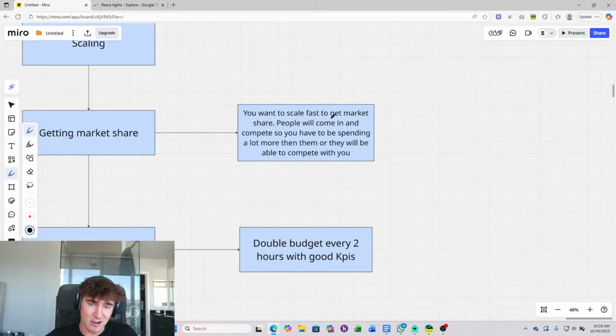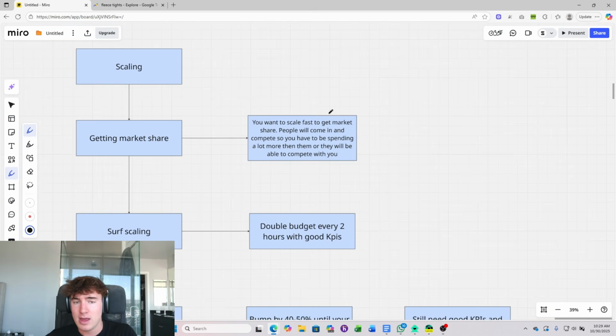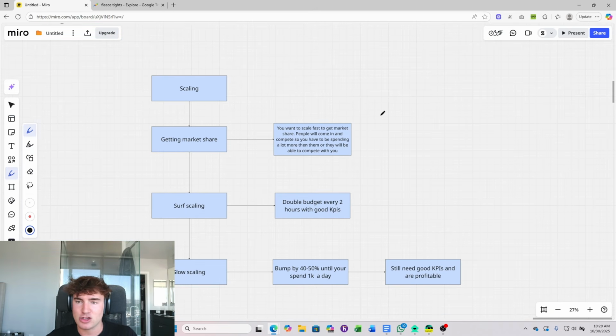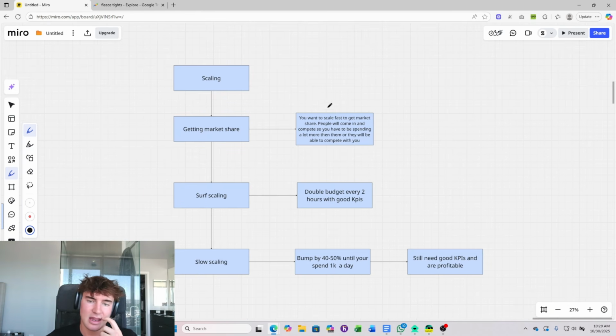Basically, you want to get to scale fast and get market share, because people will come in and compete with you. If you are spending a lot more than them, they won't be able to compete with you, because Meta kind of works like an auction, right? Whoever's spending the most money is going to get the best traffic. They're going to get the best stats, best CPMs, best CPCs, everything like that. So you really want to be the top spender on your product. So you want to get to scale fast.